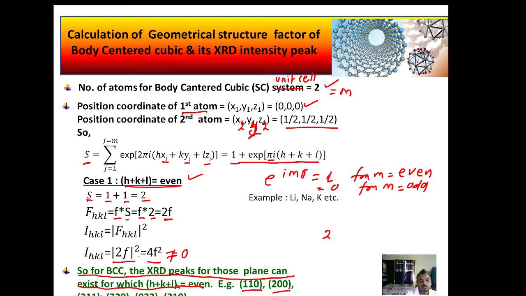Similarly 2 1 1, 2 2 0, 2 0 0, 2 2 2, 3 1 0, all of them can give us a peak for the BCC structure. Okay, this one is minus 1 for odd. You can easily see this just by putting in the exponential.